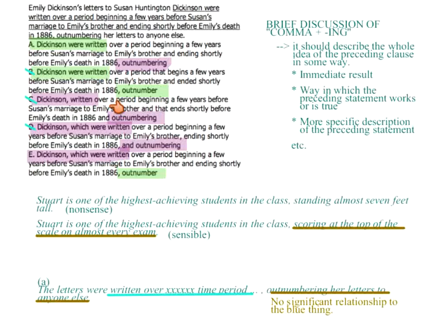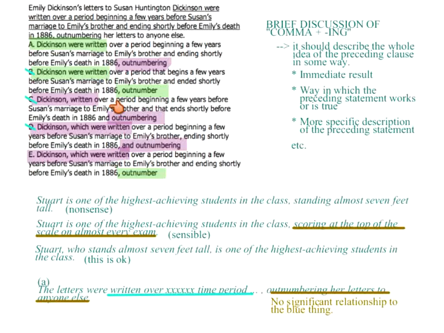Choice E is like saying Stuart, comma, who stands almost 7 feet tall, is one of the highest achieving students in the class. I mean, there's nothing wrong with that sentence, because when you say who or which or whatever, you don't assume any kind of relationship to what is happening there.